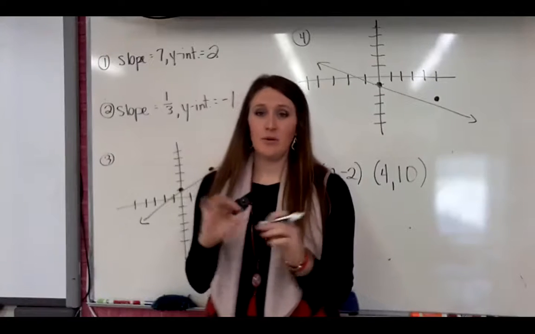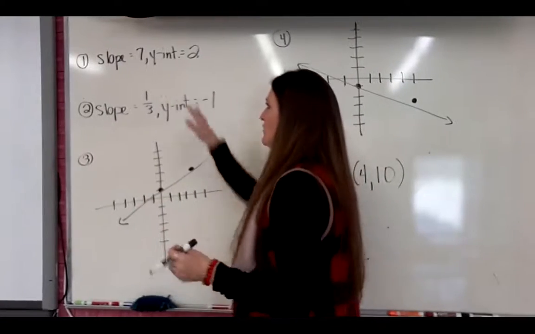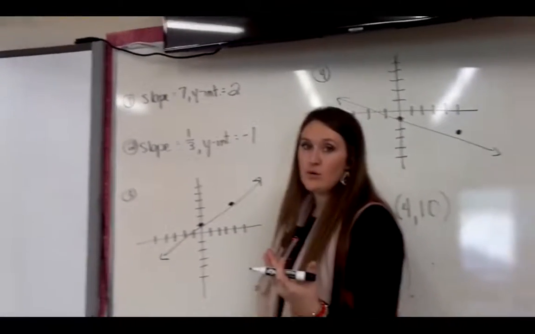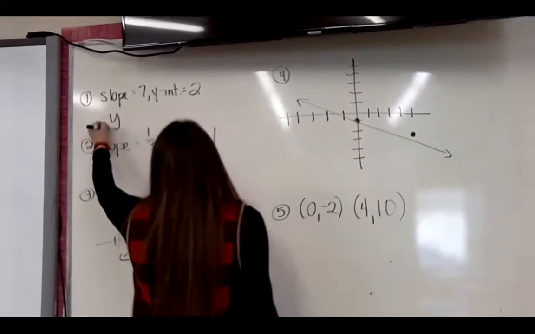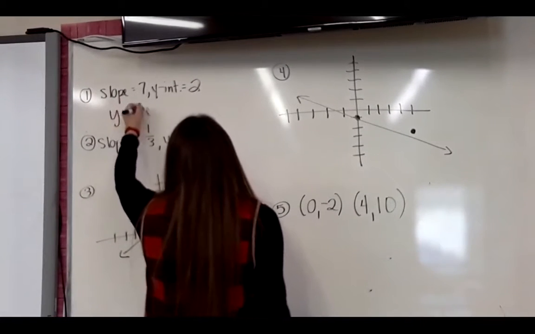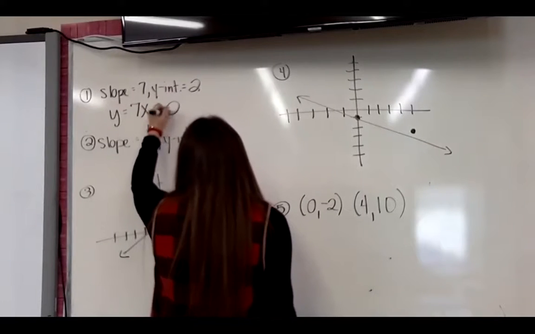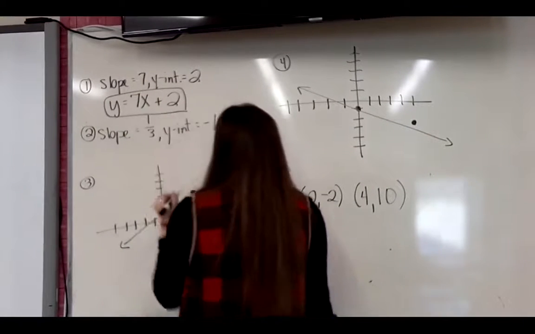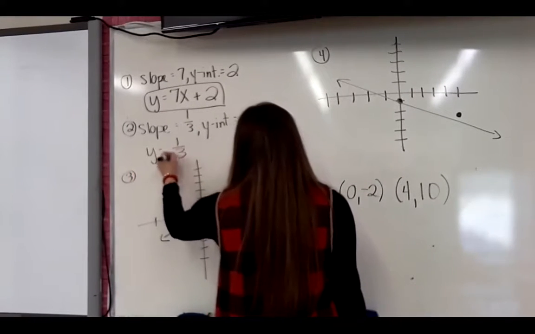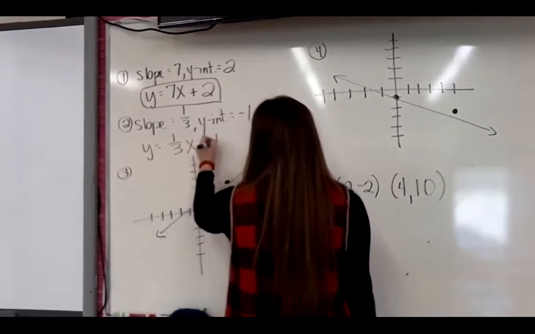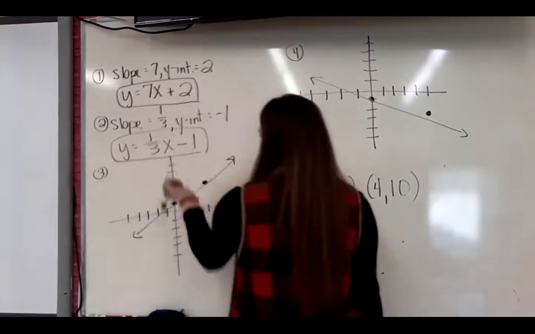Okay, these first 2 problems are super easy. Number 1: slope of 7, y-intercept of 2. Write an equation of the line. So y equals mx plus b. y equals my slope, 7, plus my y-intercept, 2. On number 2, we have y equals mx plus b, but it's a negative 1, so minus 1.